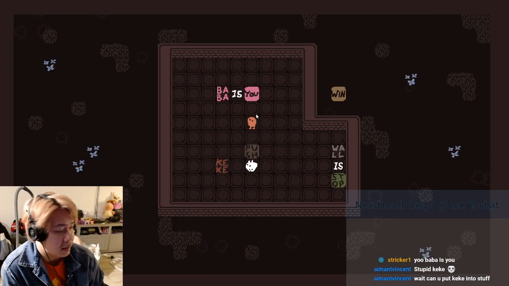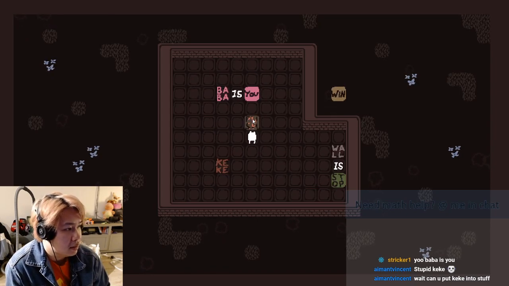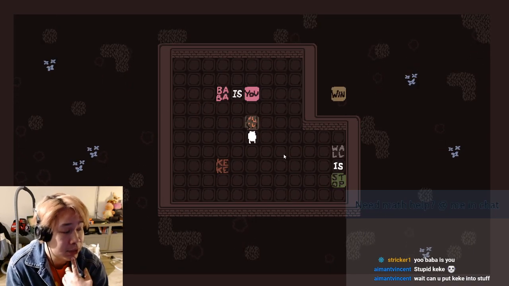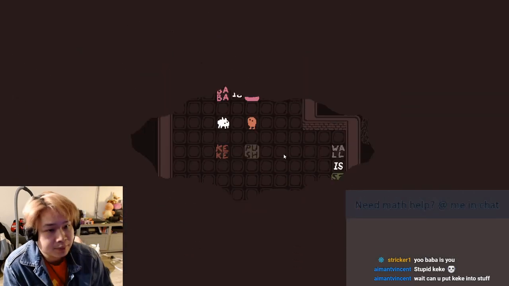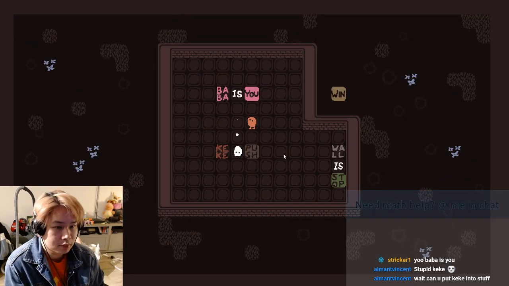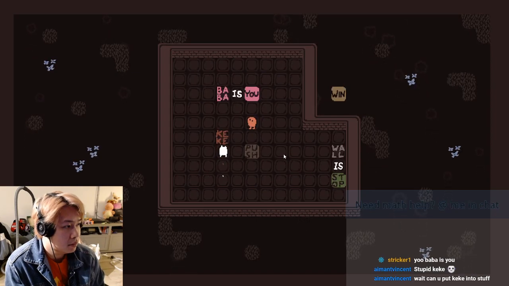So, I just want to test something. So, when Kiki's not push, then Kiki will go through objects that aren't labeled as stop. And then the moment that I make Kiki pushable, then Kiki will be able to push objects or be pushed by objects. So, I think that's what I need to do. I need to use that somehow. I just don't know how.